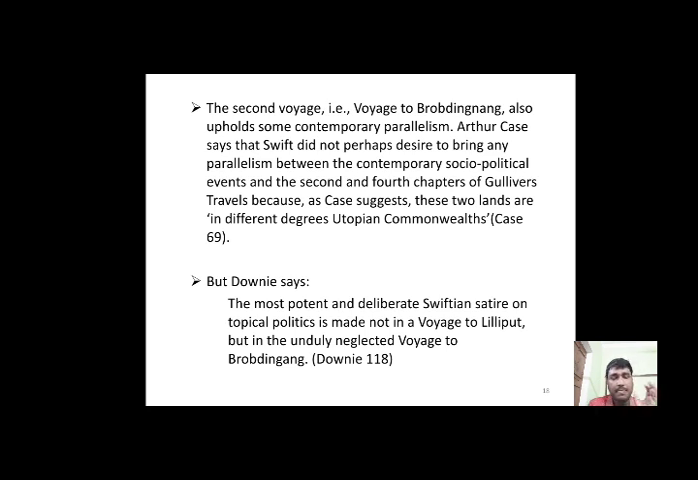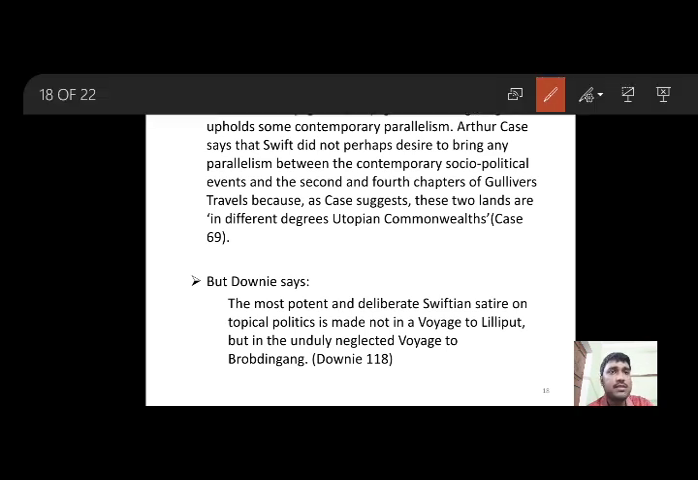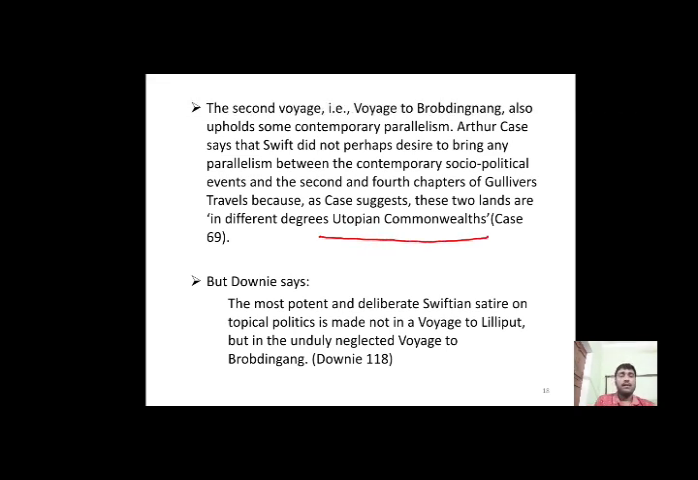But the second and the fourth voyage, in your syllabus you have only the first two voyages, you don't have the third voyage and the fourth voyage. But Arthur Case argues that the second and the fourth voyage are utopian. That's why, see, they are utopian commonwealths. That's why these two voyages do not bear that much reference as the first and the third voyages.